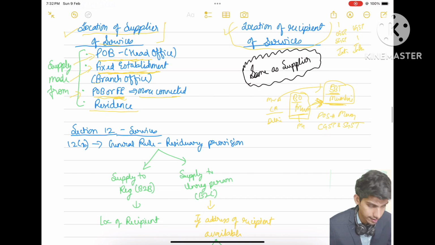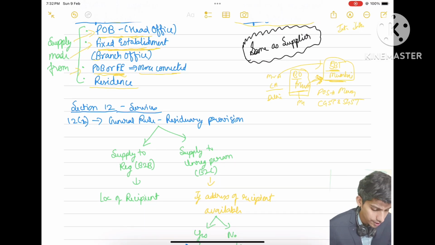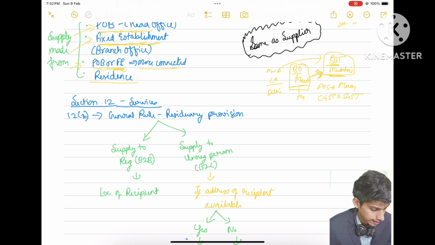So let's get into the provisions now. So first provision, section 12. In section 12 subsection 1, it is written that if the supplier and recipient are both in India, then this section will be applicable to determine place of supply.